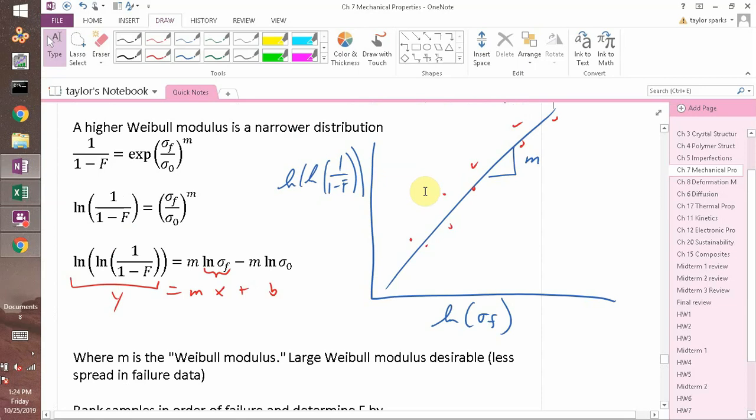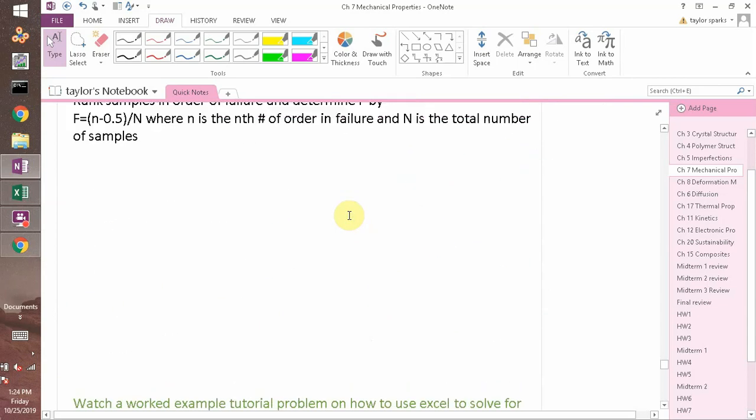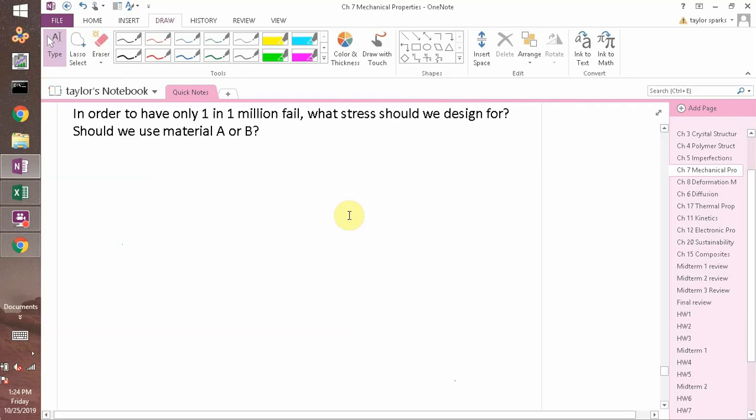That's the right idea. We just made a plot like this. Think what this says. Natural log of 1 over 1 minus the failure rate. 1 in a million. That sounds like a failure rate, right? So we know what F is. You want 1 in 1 million to fail. So let's write that down. 1 in 1 million to fail.